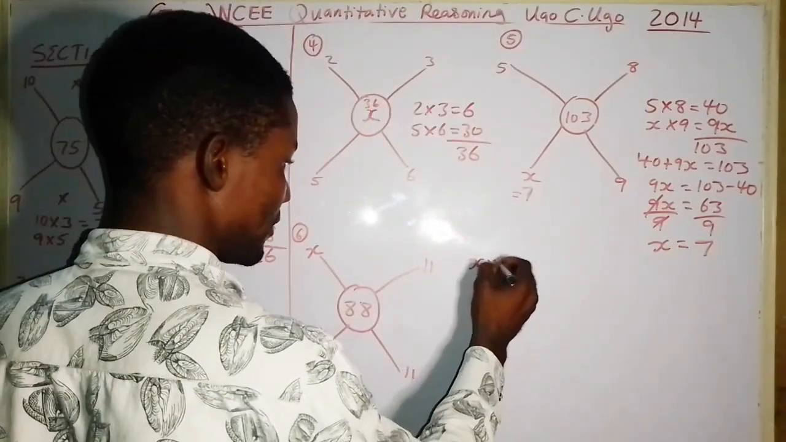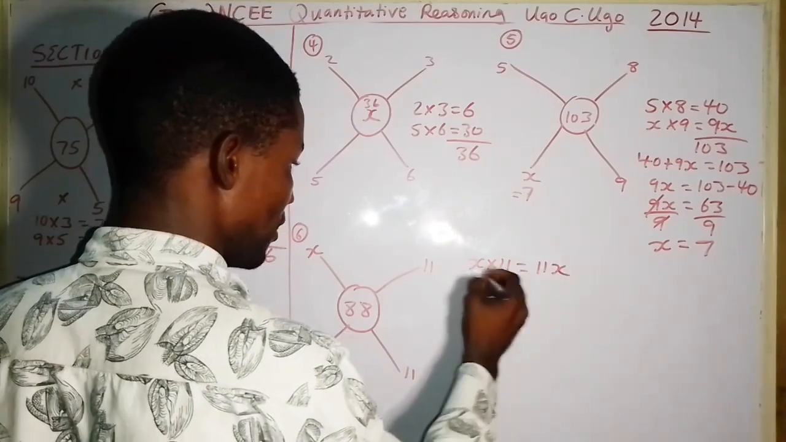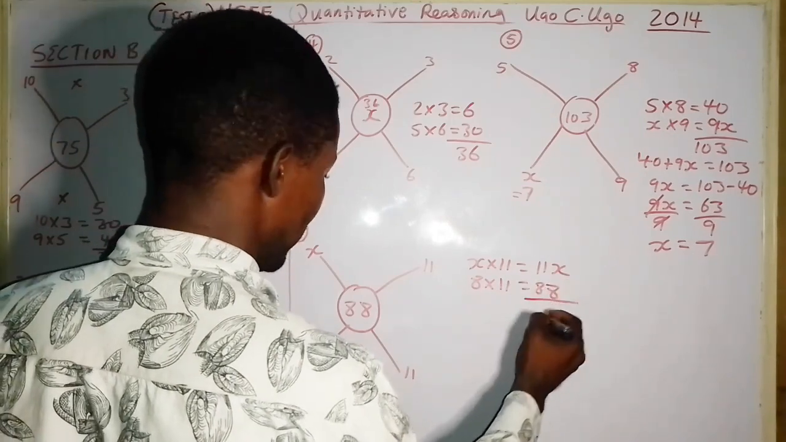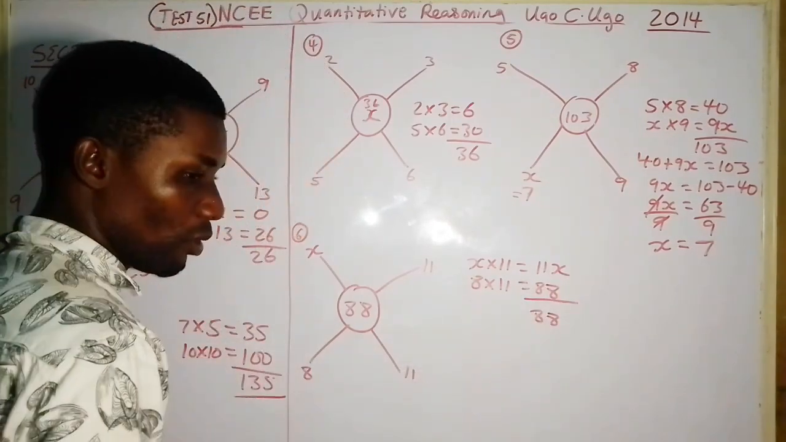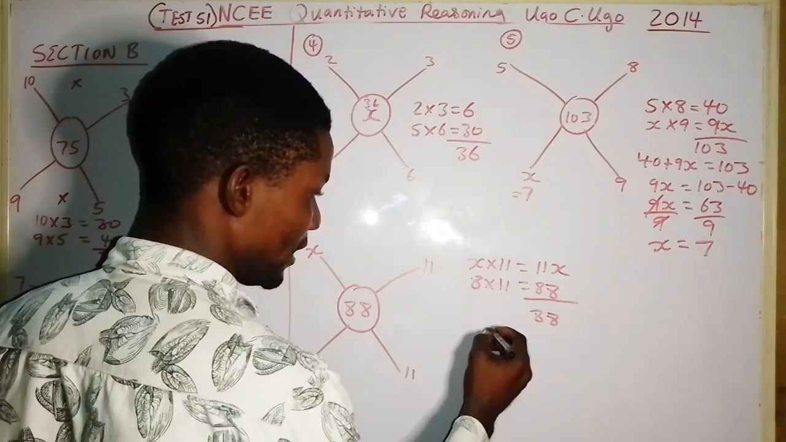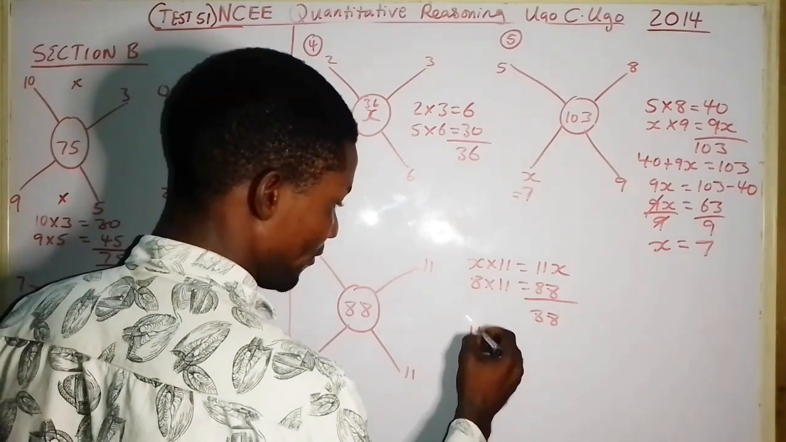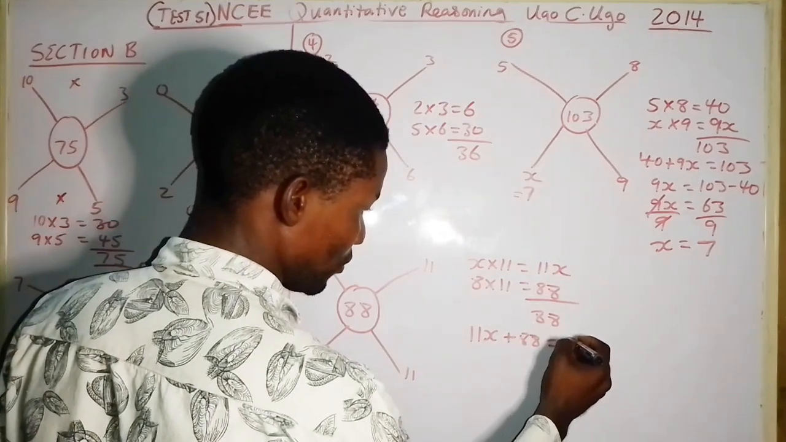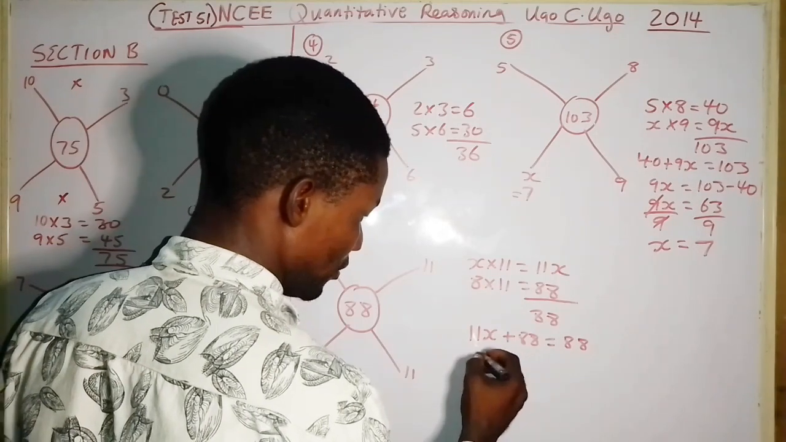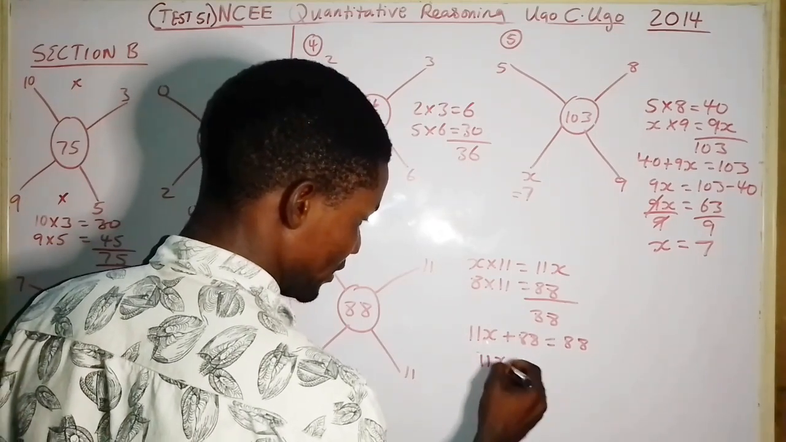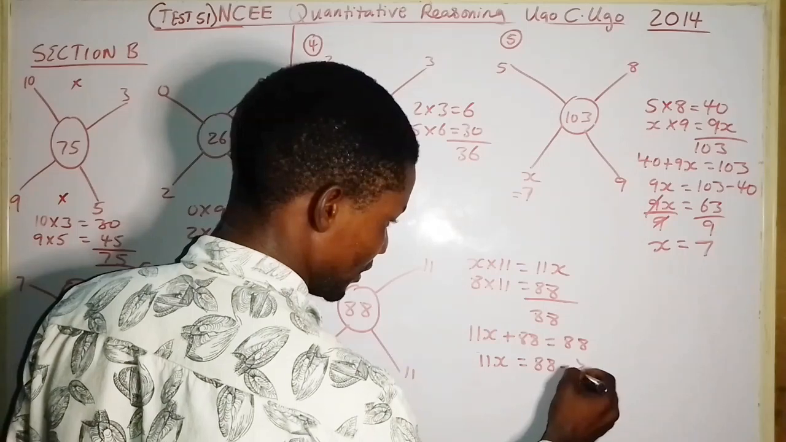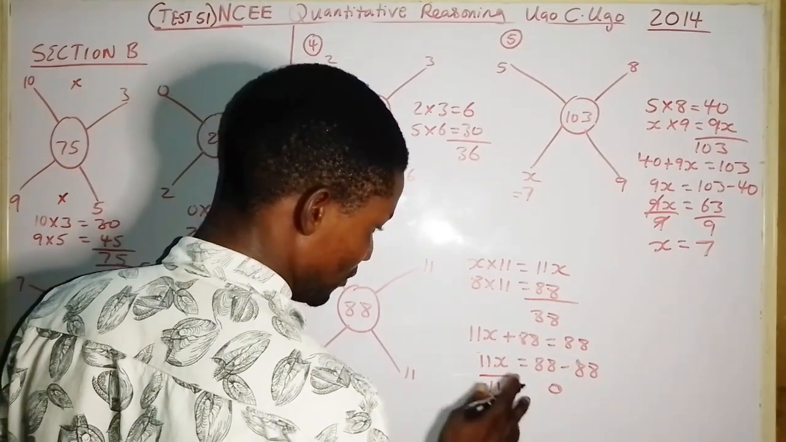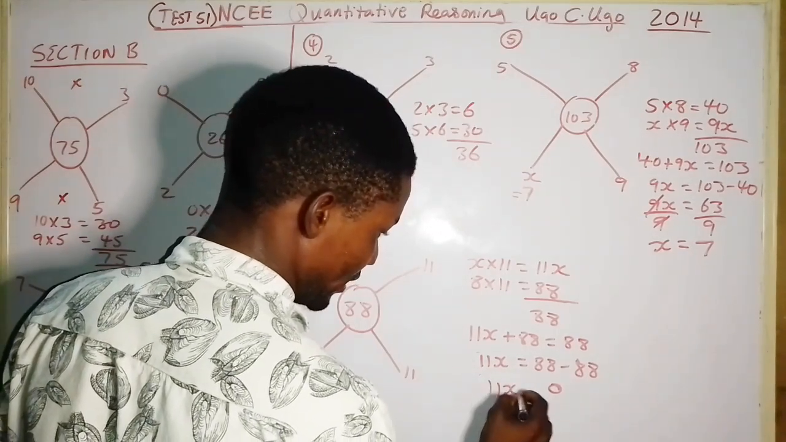This is x times 11 equals to 11x. 8 times 11 equals to 88. Everything over 88. So what we need to do here is to collect the like terms. So we have 11x plus 88 equals to 88. That will be 11x equals to 88 minus 88. This will be 0. Divide both sides by 11. So we have 11x divided by 11.